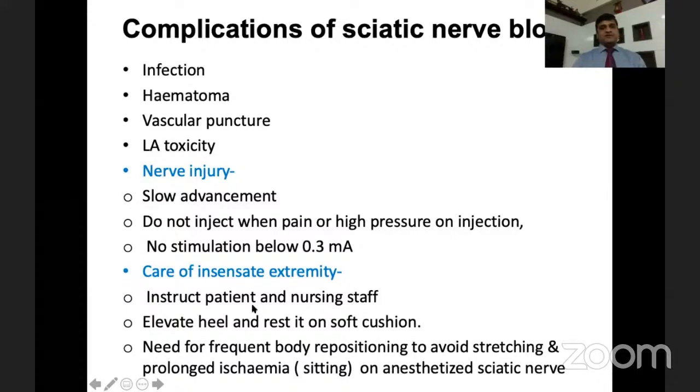Patient and nursing staff should be advised to take care of the insensate extremity. Elevate the heel and rest it on a soft cushion. There is a need for frequent body repositioning to avoid stretching and prolonged ischemia while sitting on the anesthetized sciatic nerve.